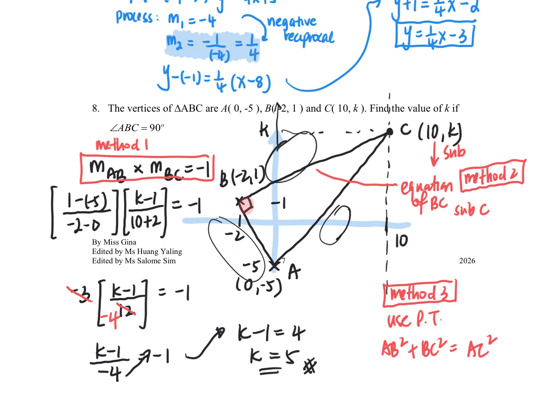Now we only have PT, RT, FT, right? Pythagoras theorem, factor theorem, remainder theorem. This one is 6.